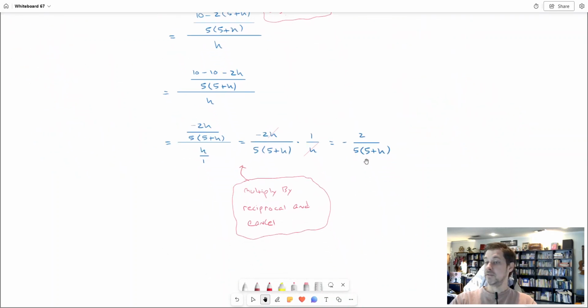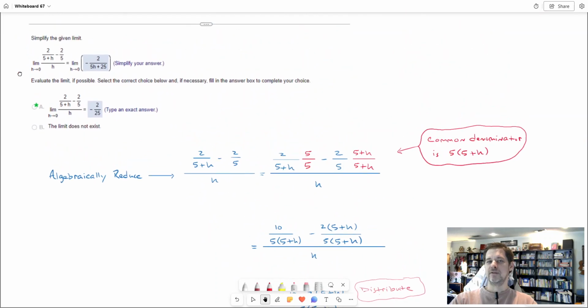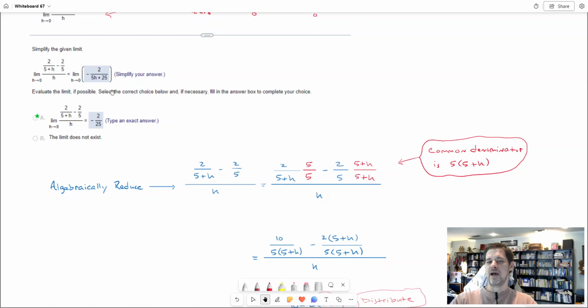I could distribute this 5 in there, and what am I going to get? 5 times 5 is 25. 5 times h is 5h. So that's the same thing, okay? All right, now, if I were to reduce this initial limit to that one, all by algebraically reducing that given function, then this gives me a new way to calculate the initial limit.